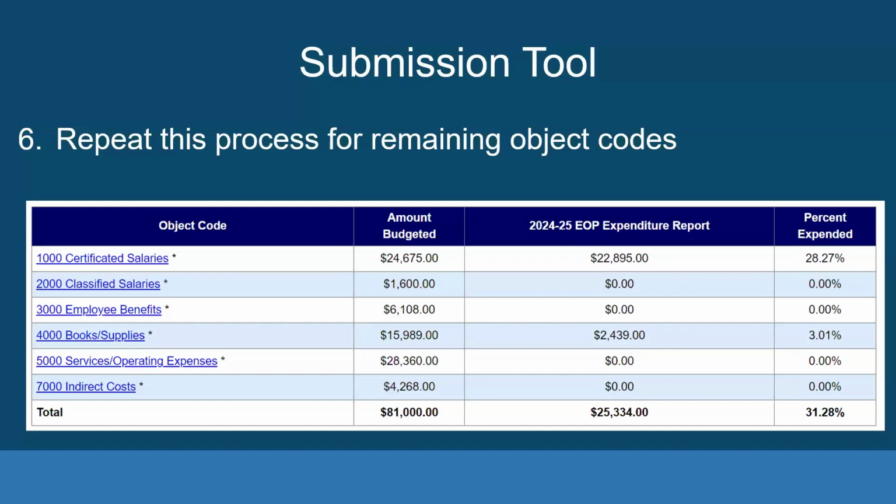And the other scenario is if you need to add a line item for something that you purchased and didn't originally budget for. In that case, you'll click Add Line Item at the top of the table, input the details of the purchase, and save. And you'll repeat the process for all of these object codes and hit the final submit.